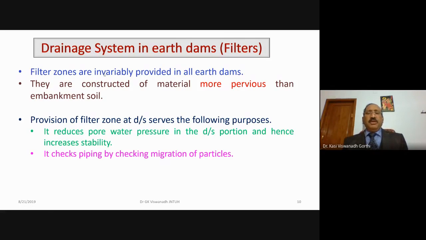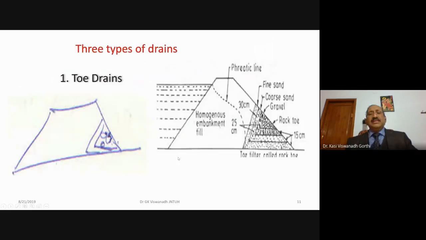Now, filter. We have been using this term filter. At the downstream portion, near the downstream toe, we are providing a filter. Because the filter is provided, when the water is passing through in the form of seepage from upstream to the downstream portion, it will not cut the downstream face of the dam, and hence filters are necessary for any earth dam. So filter zones are invariably provided in all earth dams. They are constructed of material more pervious than the embankment soil. Provision of the filter zone at the downstream serves to reduce the pore water pressure in the downstream portion, so that it increases the stability. Also, it checks piping by checking migration of the particles.